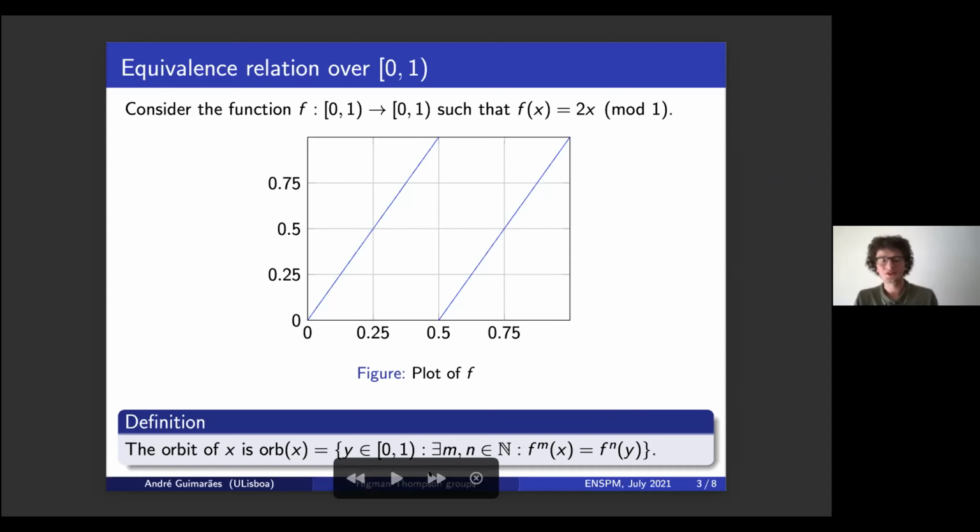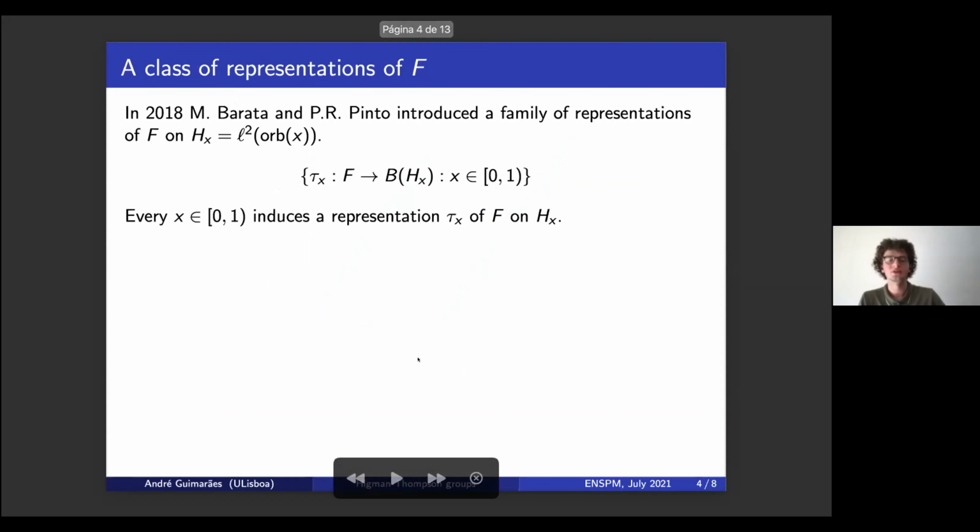Okay, sorry, my apologies. And so this is going to be helpful in the sense that now when we take this family of representations, which for those of you to whom this makes sense are going to be representations of F on the space of square summable sequences over the orbit of x, we're going to get one representation for every number in the interval 0, 1. And so our question now is, when are 2 of these representations, which we're going to denote by tau of x, going to be the same?